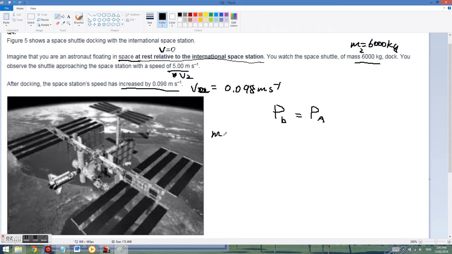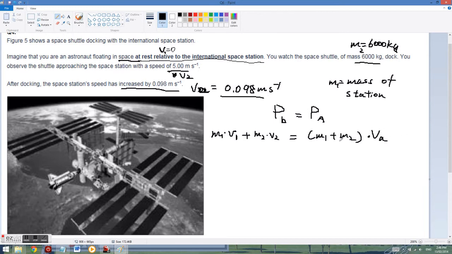So initially assume the space station has a mass of m. And for the mass of the station, times the initial velocity, which is v1, name it m1, plus the momentum of the space shuttle, which is m2 v2. Afterwards, because they join together, m1 plus m2, times v afterwards.